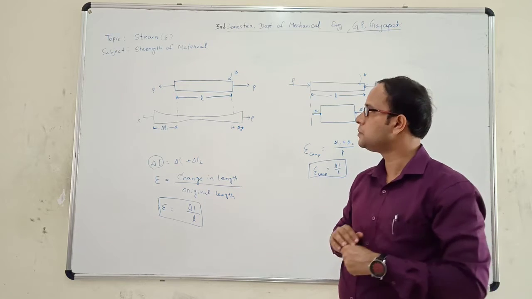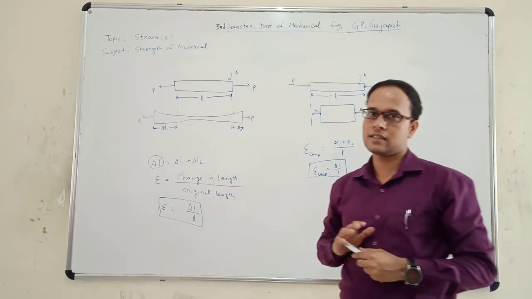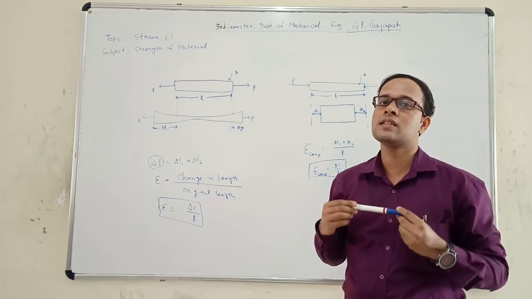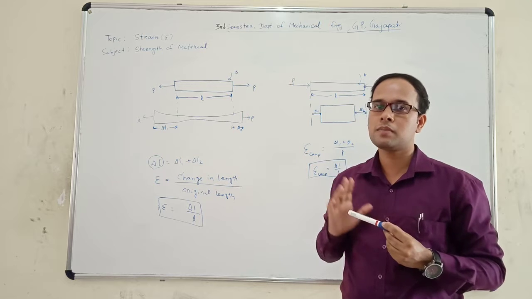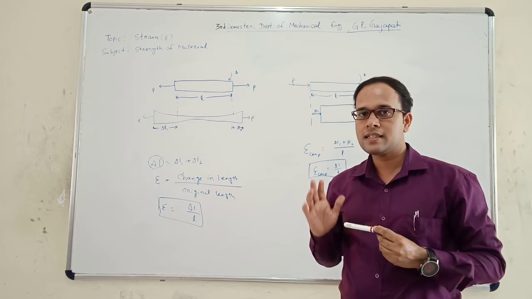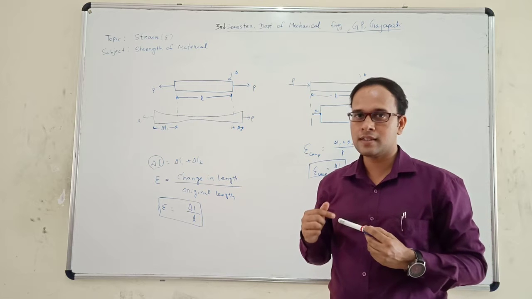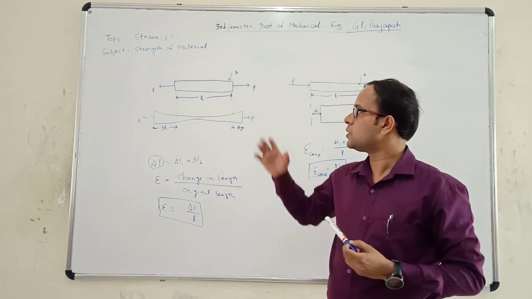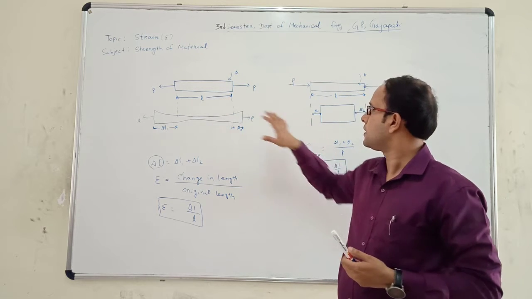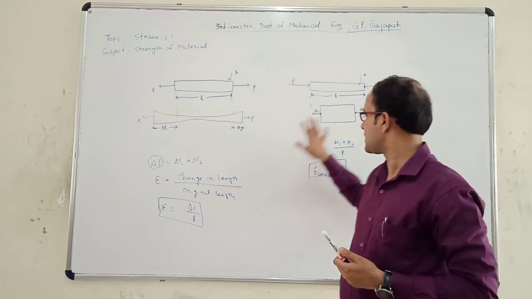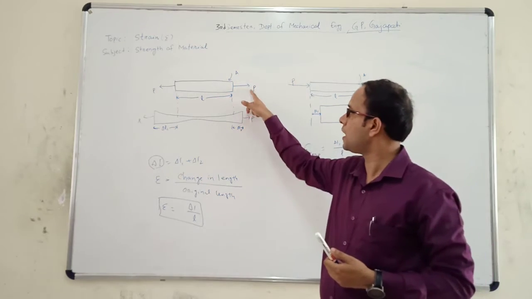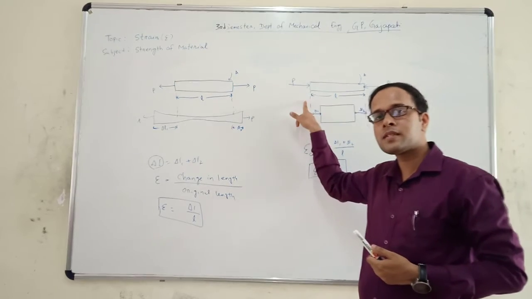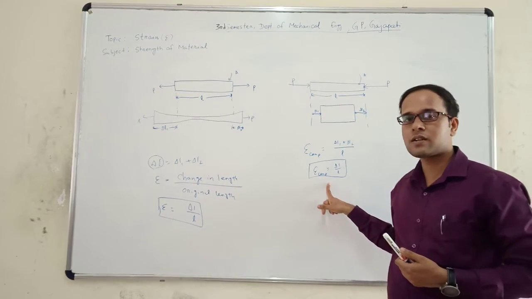So now remember what strain is. Strain is when a body is subjected to external load, and due to this external load there is a change in dimension of the body. This change in dimension to the original dimension of that body is known as strain. This strain we have categorized as tensile strain and compressive strain on the basis of the application of the load. If it is tensile load, then tensile strain. If it is compressive load, then the corresponding strain is known as compressive strain.